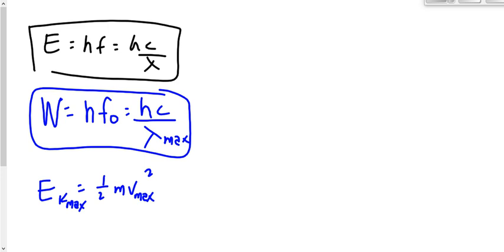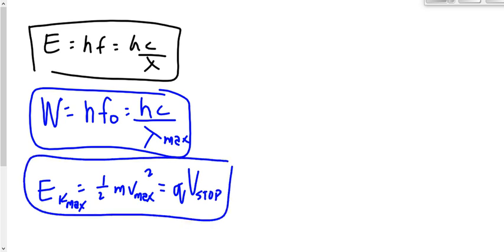But, bottom line is if we stop that electron, that kinetic energy gets converted to something. What's it get converted to? Potential energy, right? Well, it's not gravitational potential energy as the car goes up the hill. Rather, it's electric potential energy. So we'd say Ek is, well, it's 1/2 mv squared, but then as the electron stops, it gets converted to electric potential energy, QV stop.